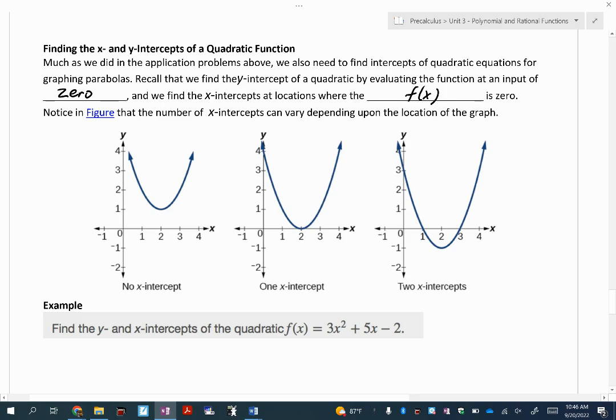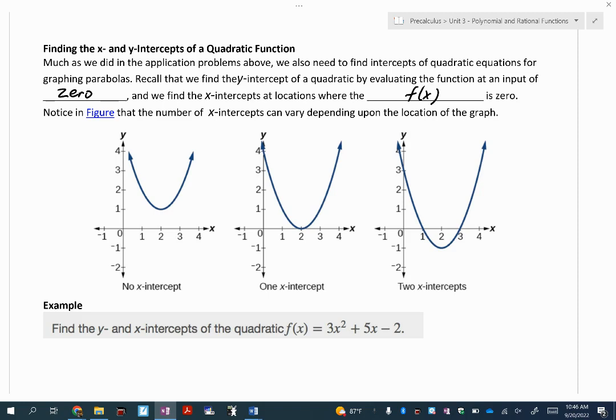Okay, so you can see in the figure that we've got three things that could possibly happen. You'll notice that on the first one, we have no x-intercepts, because we never touch or cross the x-axis.